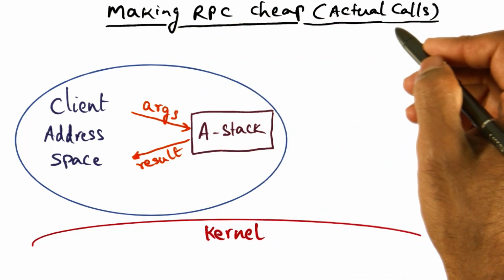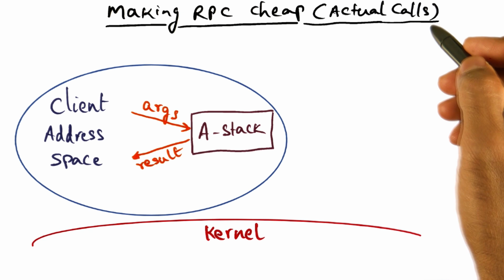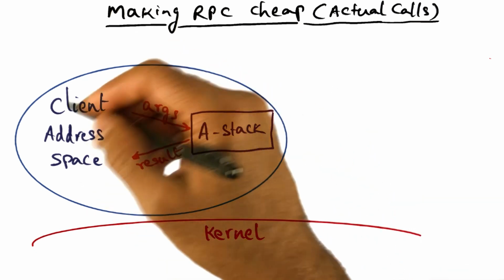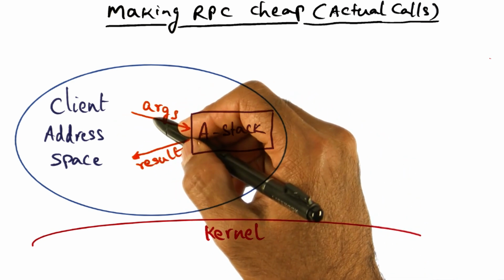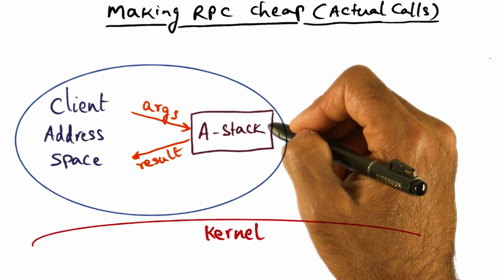Now let's see what is involved in making the actual calls between the client and the server. And you'll see that all the kernel copying overheads are eliminated in the actual calls. What the client stub does on the client side is, when the client makes that call s.foo, the client stub is going to take the arguments and put those arguments into the A stack.